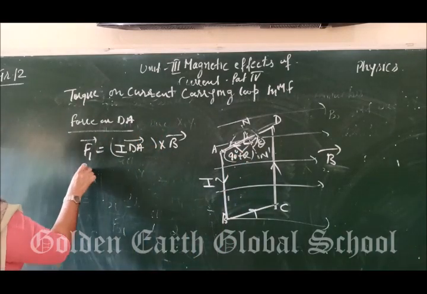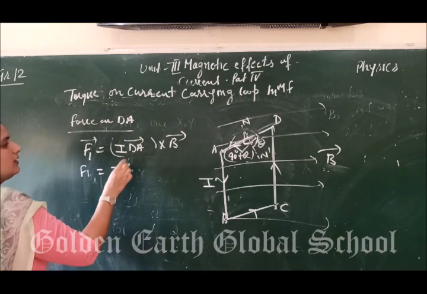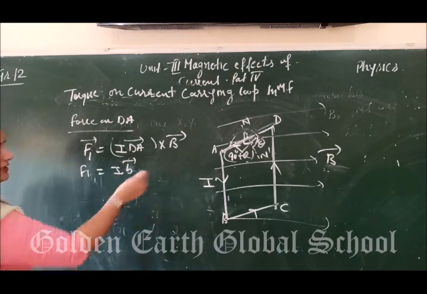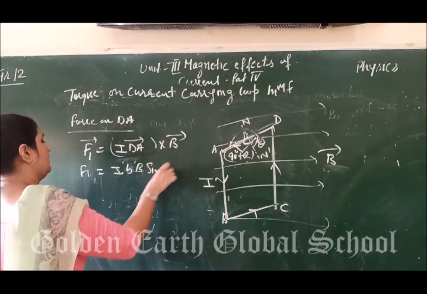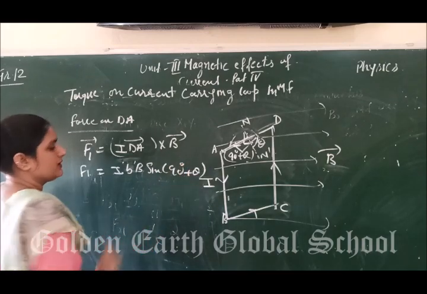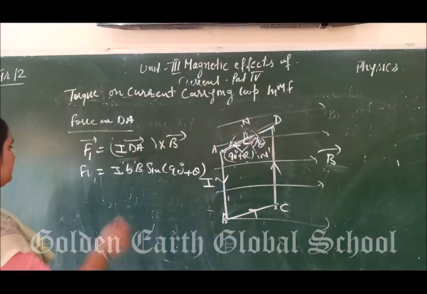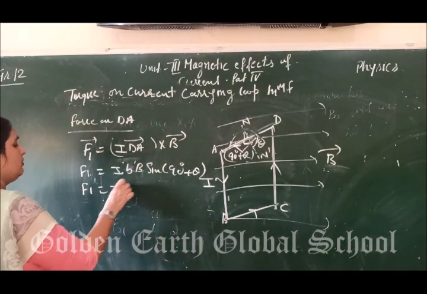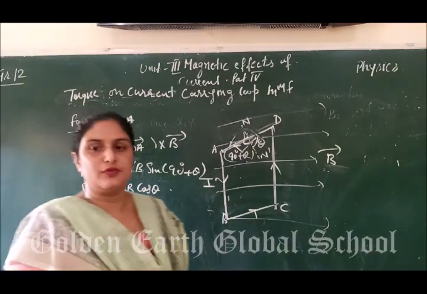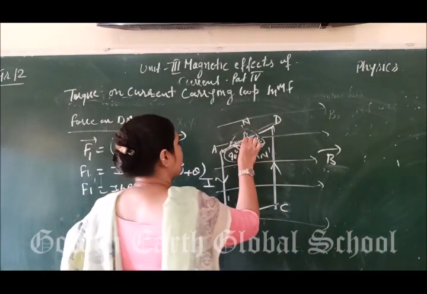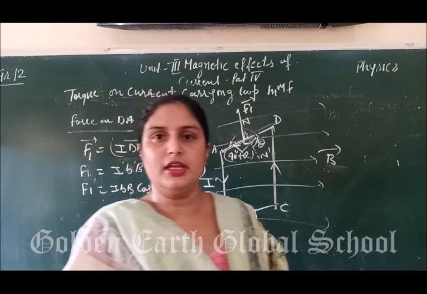From here, F1 will be I times DA, let us name it b, the breadth of the rectangular loop, times B sine of 90 plus theta. And sine of 90 plus theta is equal to cos theta. From here we get F1 equals I b B cos theta. Now what is the direction of this force F1? You can calculate. The force is acting vertically upward.